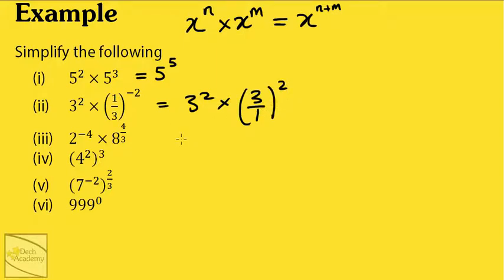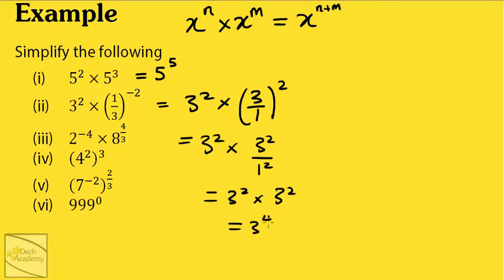So what we have, in essence, is 3 squared times 3 squared over 1 squared. 1 squared is 1, so we have 3 squared over 1, which is 3 squared. So we have 3 squared times 3 squared, which is 3 raised to the power of 4.